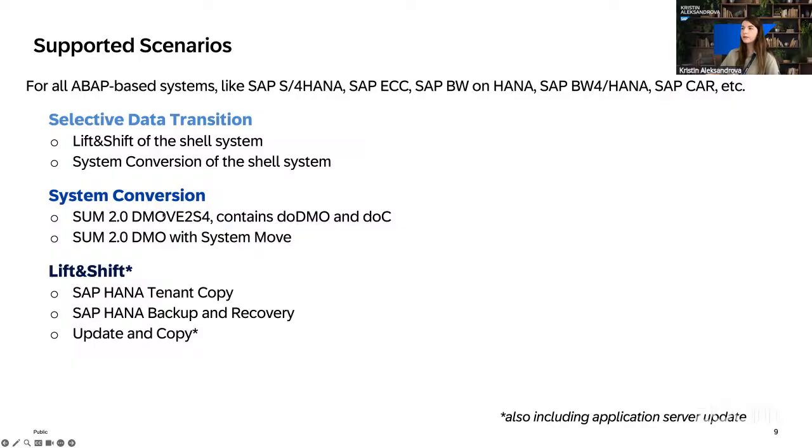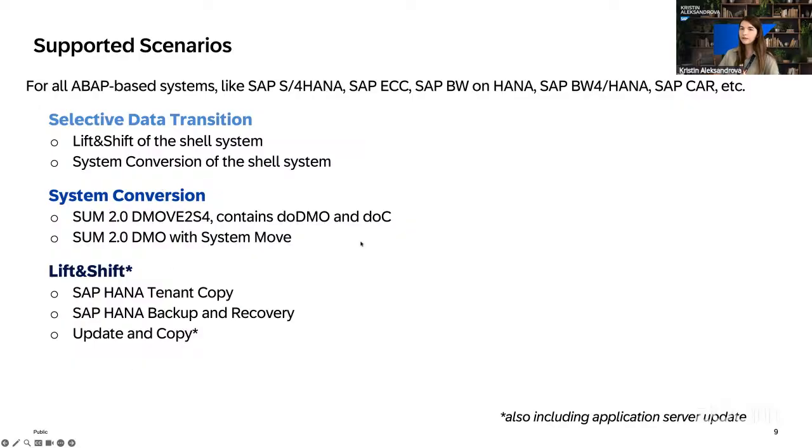DMO with system move is a fallback to the D-move to S4, and importantly, there are two distinct cockpits. One is the DMO with system move when we're talking about conversions, and if you would like to use the DMO with system move for the so-called lift and shift with database change, where you do not update or upgrade the application server, but only do the database change, that is a different option. So be mindful when you use the options.